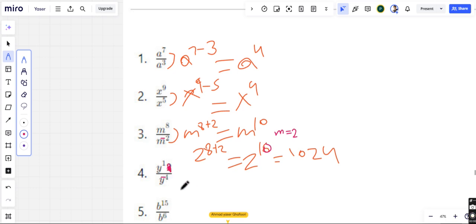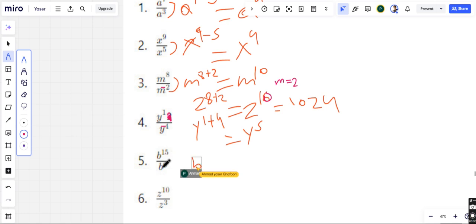Good. Now can you just show your work here? There, teacher. Good. And the next one. 15 minus 6 is equal to 9. Now you simplify question number 5.